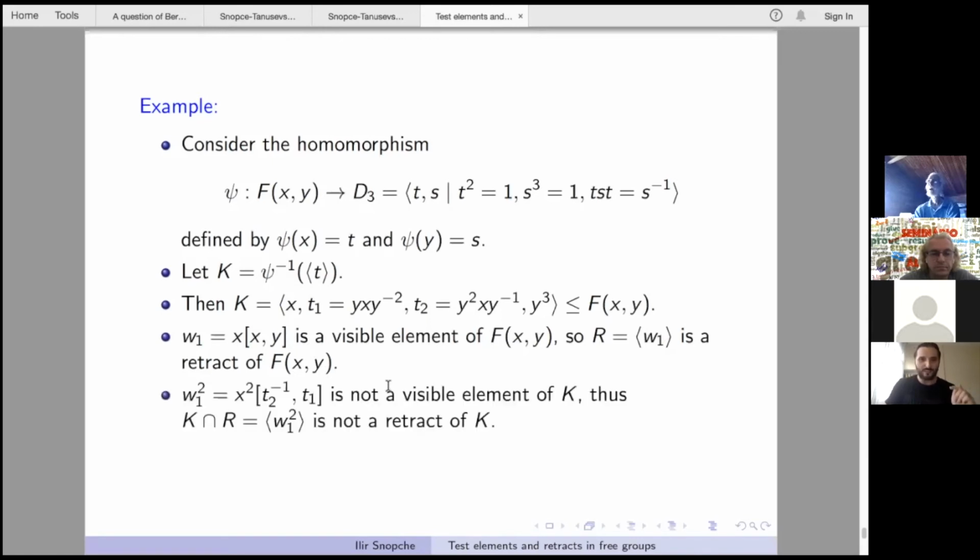Now one can see that W1 squared is x squared times the commutator inverse T1. And of course it is not a visible element, because in the abelianization the GCD of the corresponding elements is 2. Here they just cancel. And therefore this is not a retract of K. So in order to solve Bergman's problem, it's enough to have this slide here.